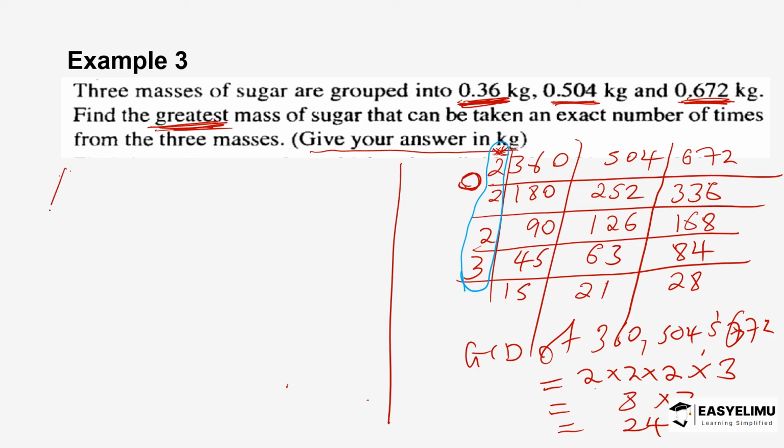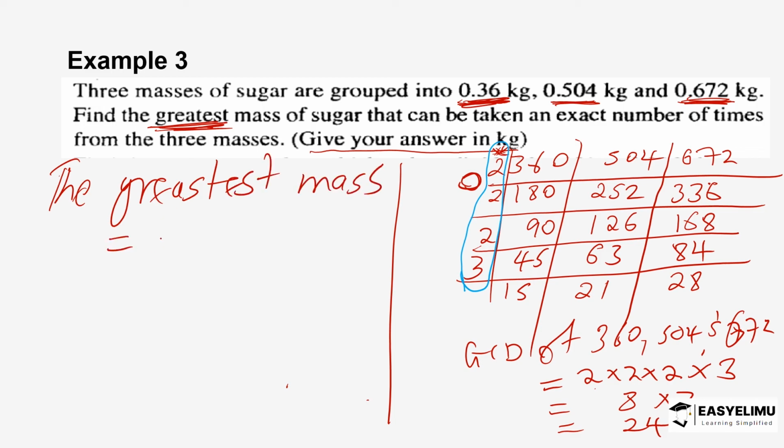So the greatest mass, now in answering the question, the greatest mass is going to be, or let me just give it in grams first. So that is 24 grams. So the greatest mass of sugar that can be taken an exact number of times from the three masses is 24 grams. But now we are supposed to give the answer in kilograms.